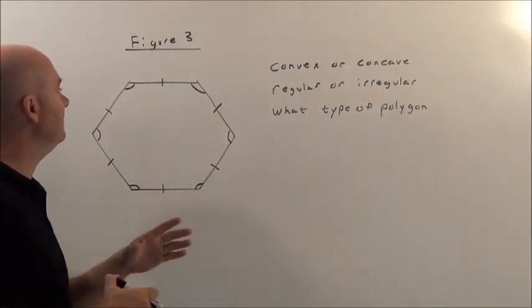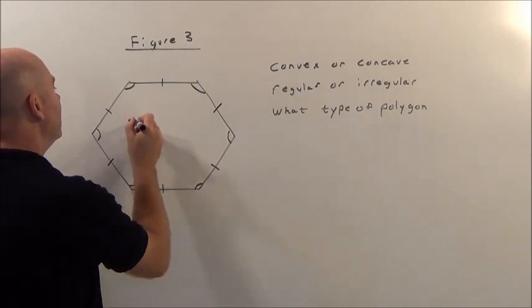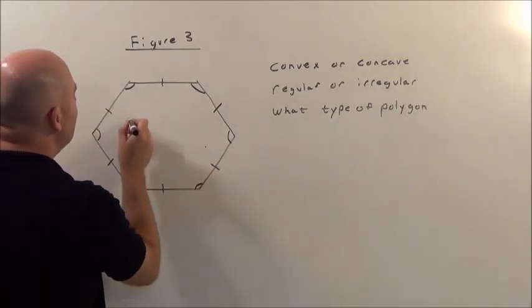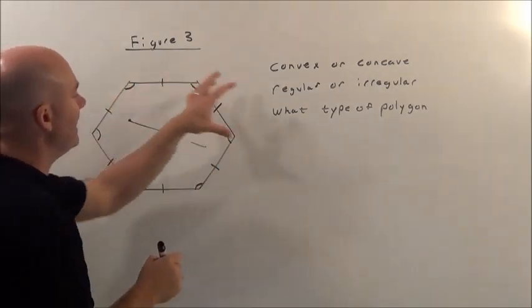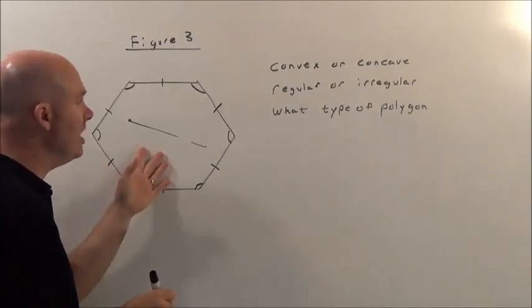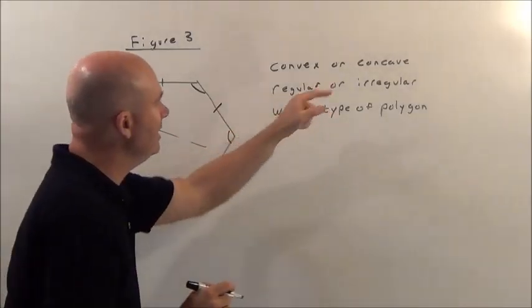That basically means if I put a point in here and a point anywhere else in here, and I connect them, will the line ever go outside of it? And in this case, no. Everything is sort of surrounded nicely.